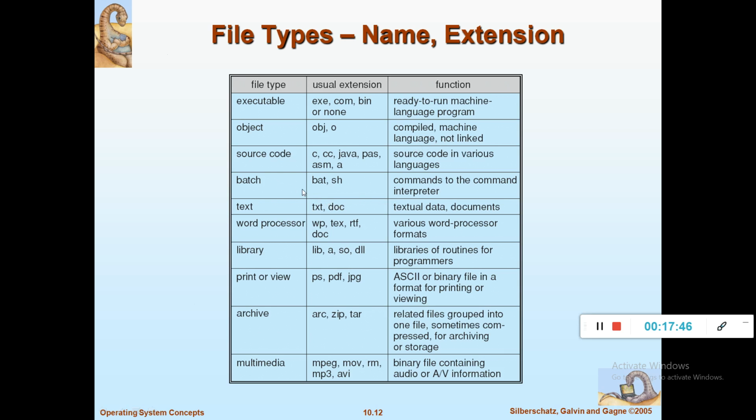Some other examples are source code files: c, cc, java, pas, asm, a. These are text files, and they contain source code in various different languages. The next one is the batch file: bat, sh. These contain commands for the command interpreter.